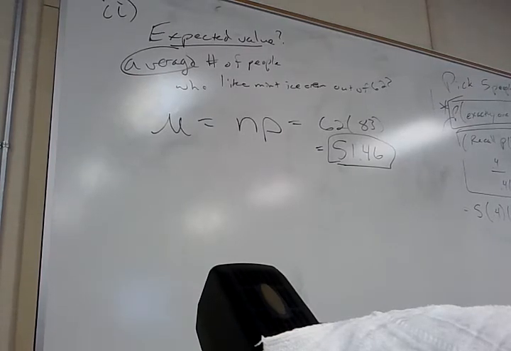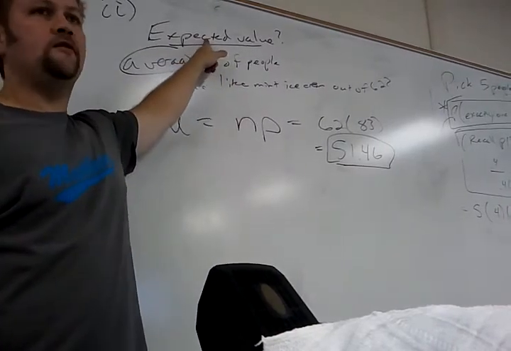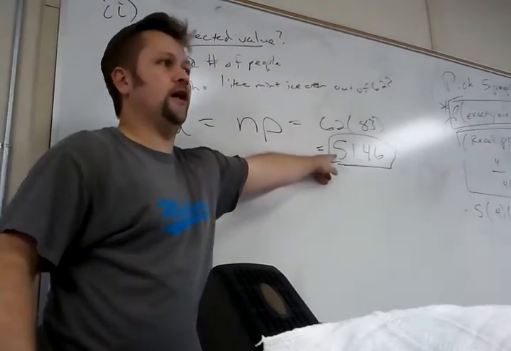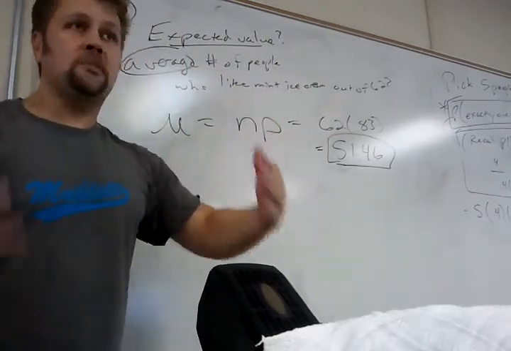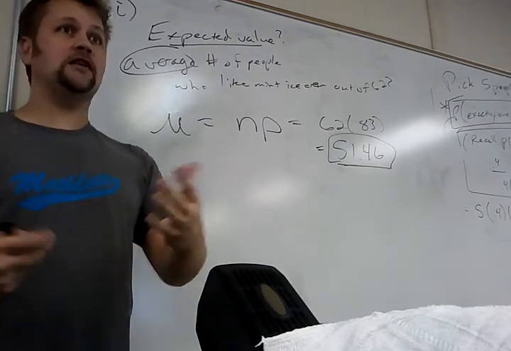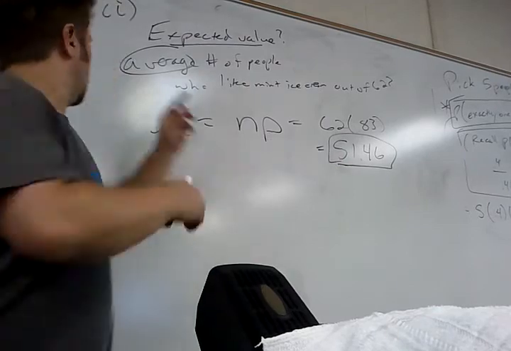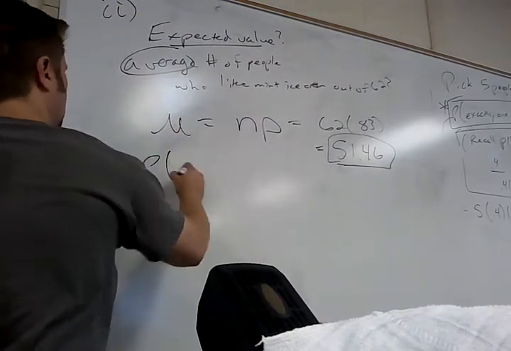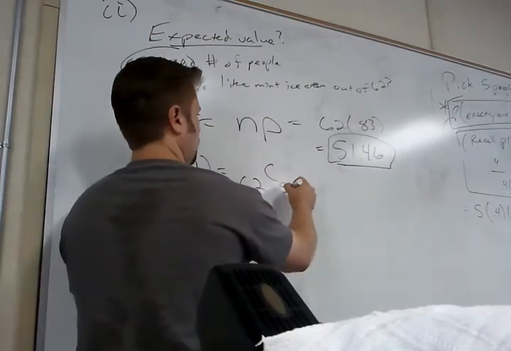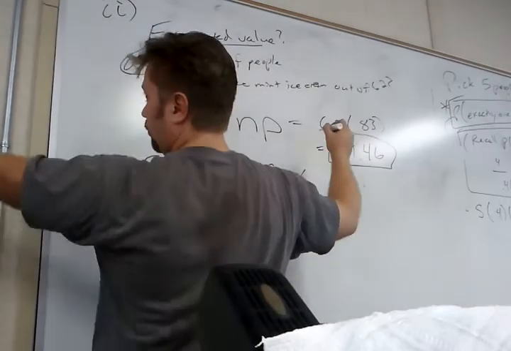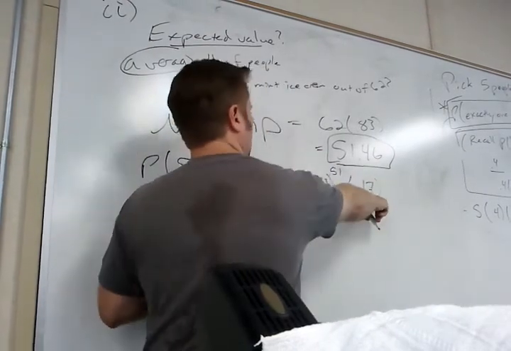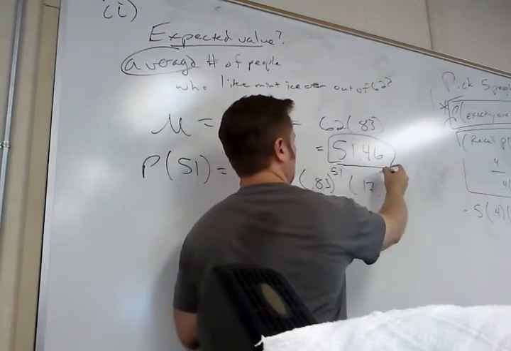What's another name for the average? Expected value. So what would you expect to happen? 51. That's what it's closest to, right? So what should have the highest probability? If you expect it to happen, it should have the highest probability, right? So do this again. What would it be if it was the probability of 51? It'd be 62 choose 51, 0.83 to the 51, and then the rest have to be 17%, and that would be 11.